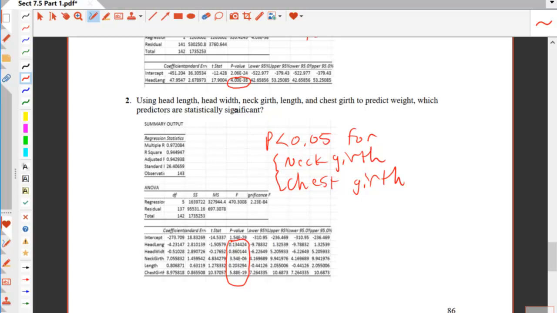And that's telling me now that when I have all 5 of these variables together, neck girth and chest girth are the most important. In fact, in terms of statistical significance, they're the only ones for which I really have statistical evidence that they are significant predictors, that they are doing a good job at predicting the weight of the bear.